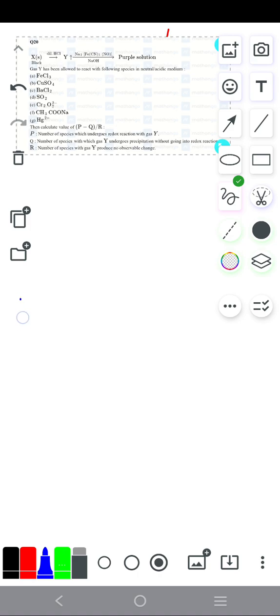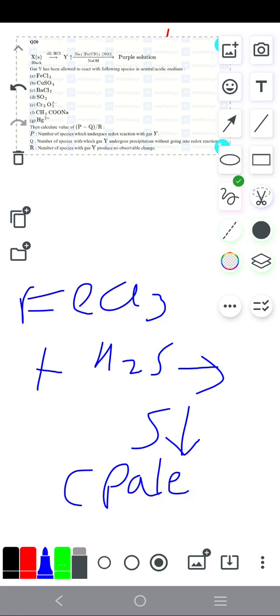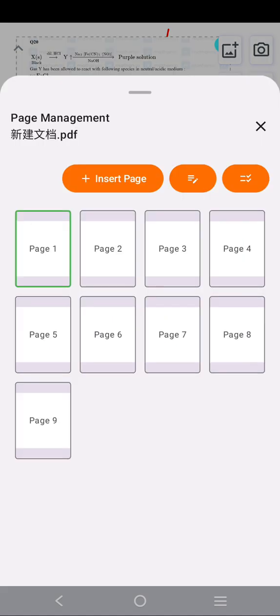The first one is FeCl3, which reacts with H2S. Now, as we know, Fe3+ is a mild oxidizing agent, so it will oxidize the S2 minus, the minus 2 oxidation state of sulfur, to 0 oxidation state. And this is pale yellow in color. So the first one is a redox reaction and a precipitate is formed. So this will be P. Now let's see the next part.